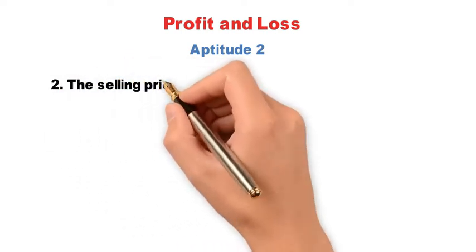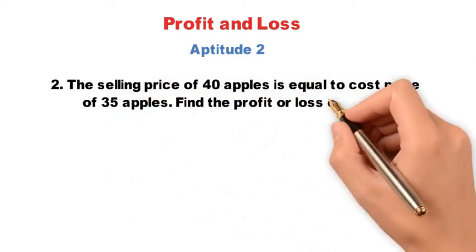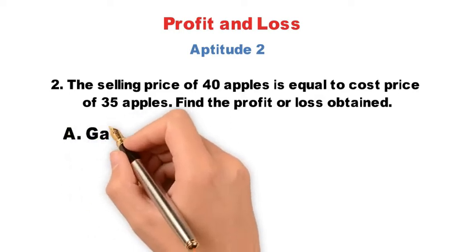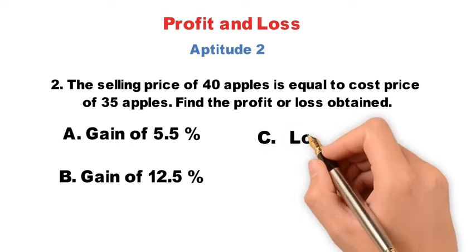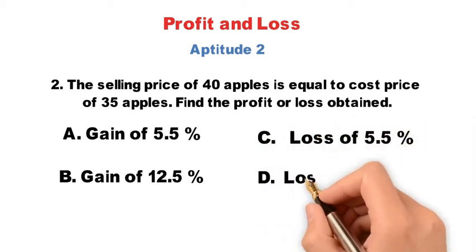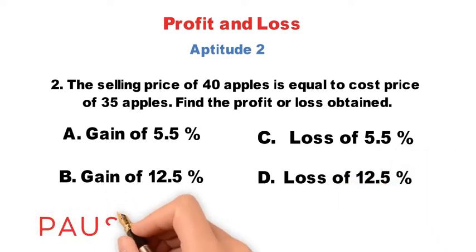The selling price of 40 apples is equal to the cost price of 35 apples. Find the profit or loss obtained. Option A, gain of 5.5%. Option B, gain of 12.5%. Option C, loss of 5.5%. Option D, loss of 12.5%. Pause the video, and try to solve the problem.